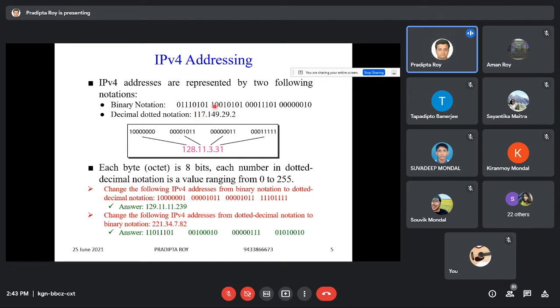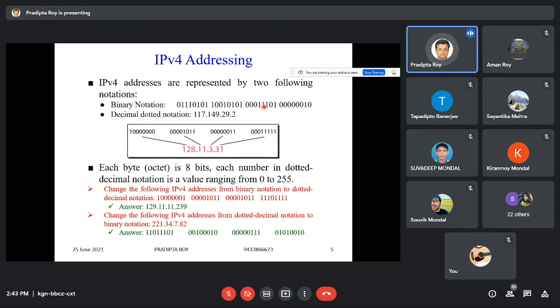Next, the second octet consists of the value 10010101. If you convert it into decimal, you will find the value 149. Next, 00011101 is the bit pattern of the third octet. The corresponding equivalent decimal value is 29.